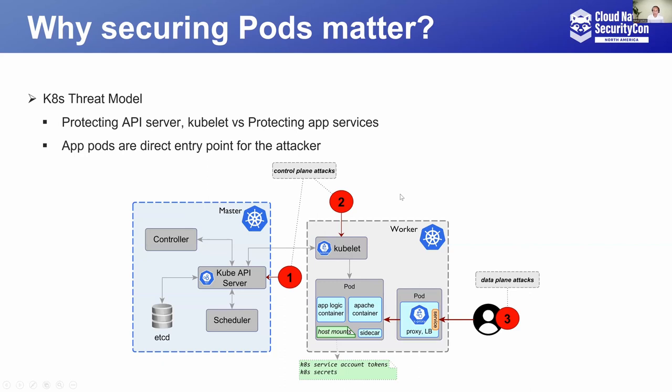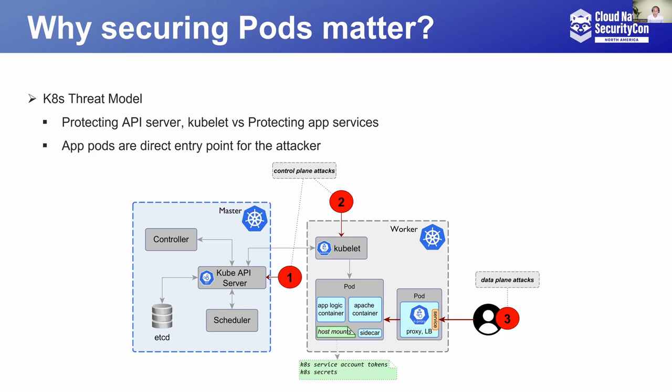If you look at the Kubernetes threat model, broadly there are two types of attacks possible. One related to control plane attacks, wherein the attacker tries to compromise the Kube API server on the master node or the kubelet on the worker nodes. The control plane is open only to administrative domains, and the attacks are usually insider attacks. Also, the control plane implementation is much harder and more secure as compared to data plane implementations.